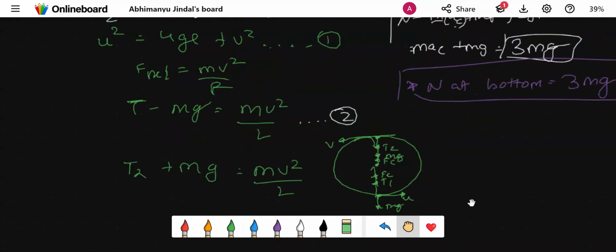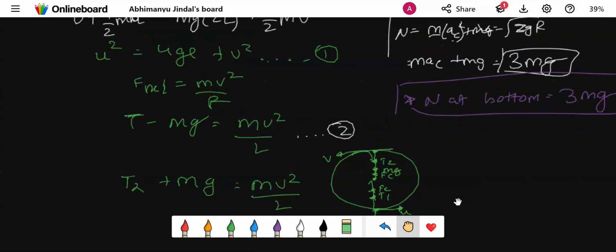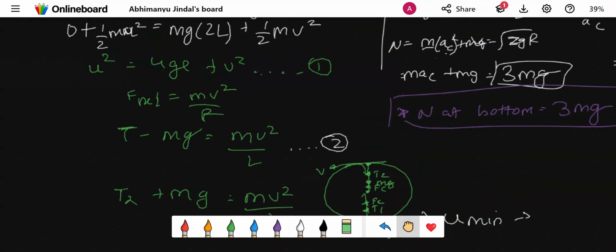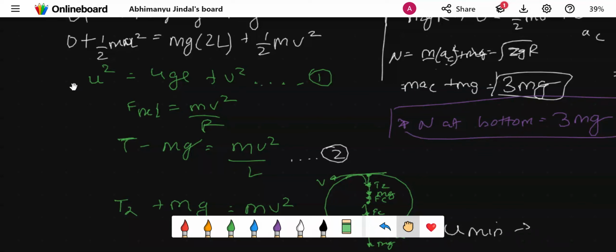So solving in the sense, don't sit and start to find common solutions. Here what you have to do is think of it. If I'm saying for u to be minimum, my goal is to make u minimum. Now let's go to the equation where I see u. For u to be minimum, v also has to be minimum. Am I right? 4gl is constant.